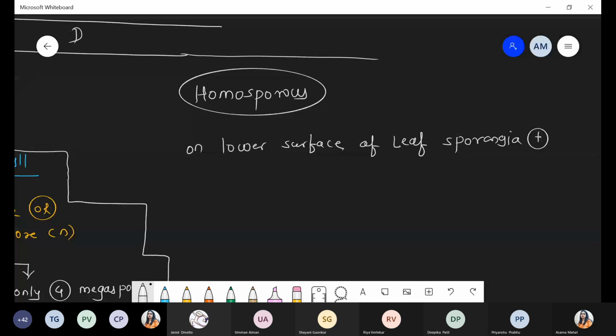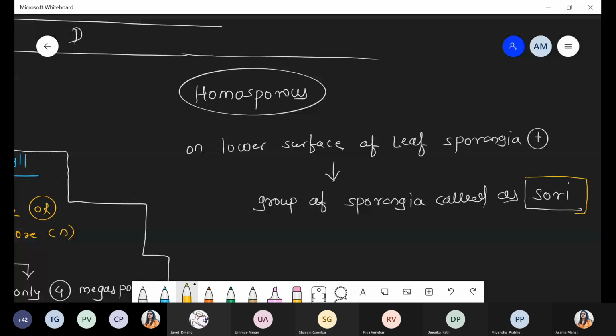Simply these are called the sori. Sori is nothing but a group of sporangia. And where are these present? These are present toward the lower surface of the leaf, not the upper. It is present on the lower surface. Clear this point? Is this point clear, everyone? Just remember this much.